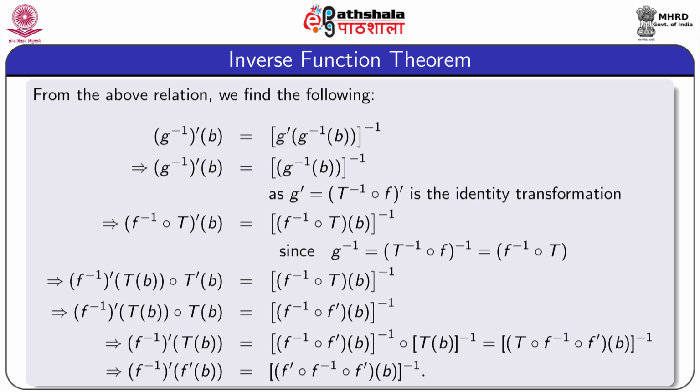Over the left hand side we apply the chain rule. So, we get F inverse dash at T B compose T dash B equals inverse of F inverse compose T at B. This means derivative of F inverse at T B compose T equals inverse of F inverse compose F dash at B. So, this gives F inverse dash at T B equals inverse of F inverse compose F dash at B composed with inverse of T B. So, this gives inverse of T compose F inverse compose F dash at B. So, from this finally we get F inverse dash F dash B equals the inverse of F dash compose F inverse compose F dash B.